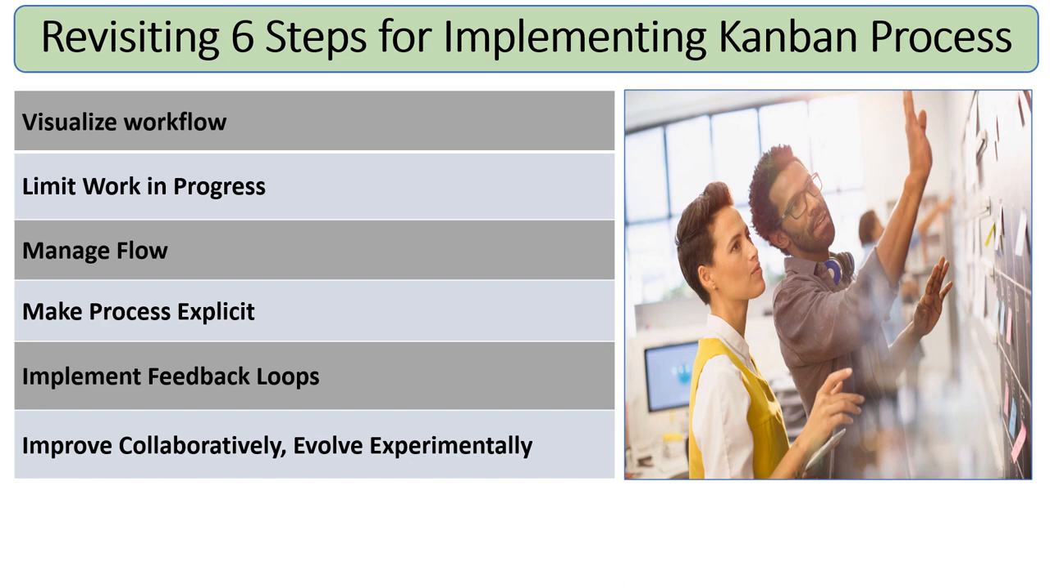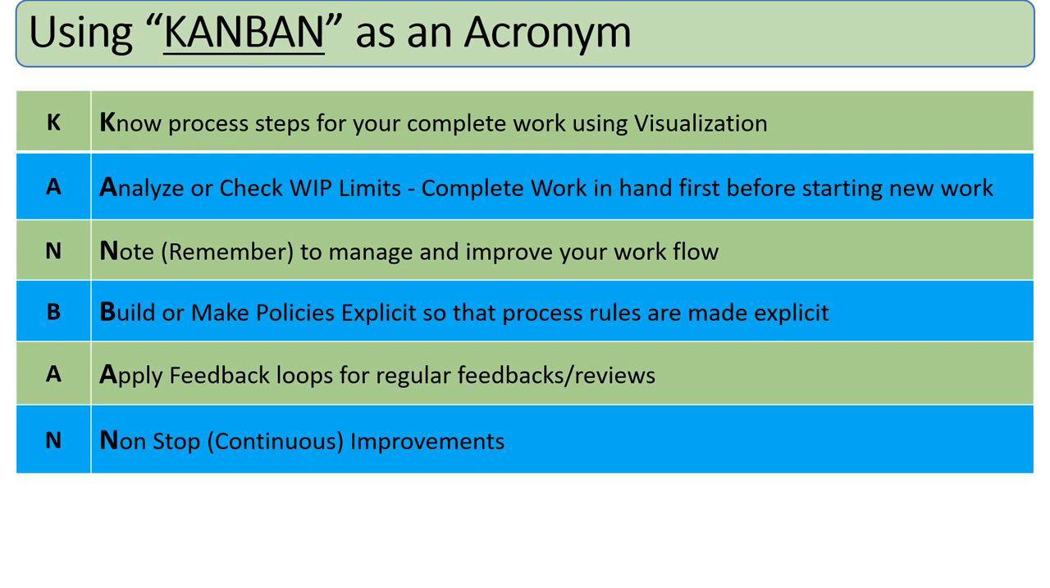Now let's go to another slide. If we have to remember the six steps that we have already discussed, which are the six principles of Kanban, I just thought, can we use Kanban as an acronym? So if we use Kanban as an acronym, the K stands for know the process steps for your complete work using visualization. A for analyze or check WIP limits, so that we complete work in hand first, or we complete the open or incomplete items first before starting any new work item.